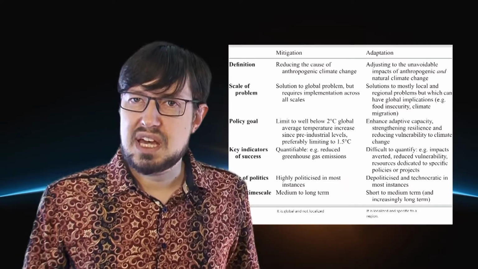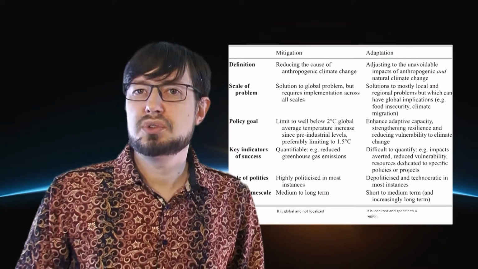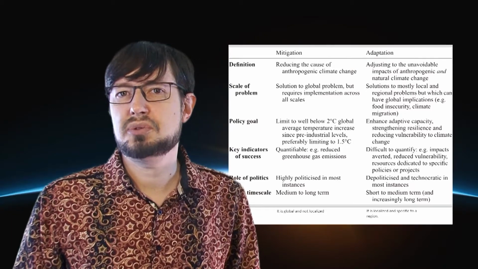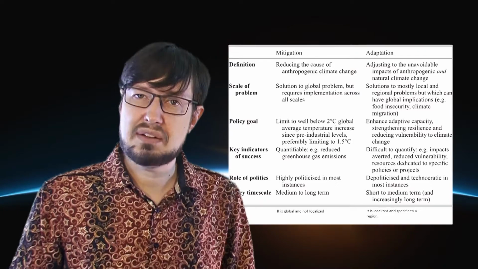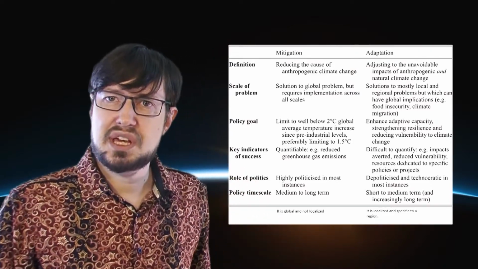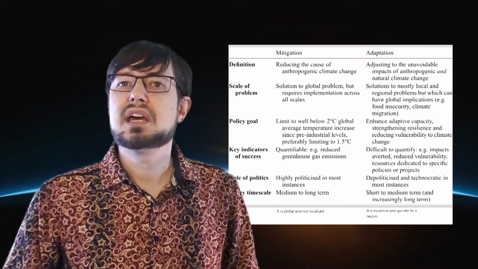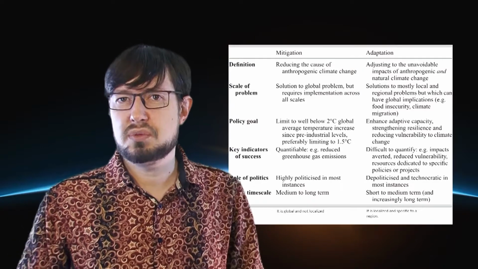When we talk about mitigation, one example of a policy would be to limit well below 2 degrees Celsius global average temperature increase since pre-industrial levels, preferably limiting to 1.5 degrees Celsius. But adaptation could mean increasing adaptive capacity by strengthening resilience of buildings, for example, and reducing vulnerability to climate change in the future.